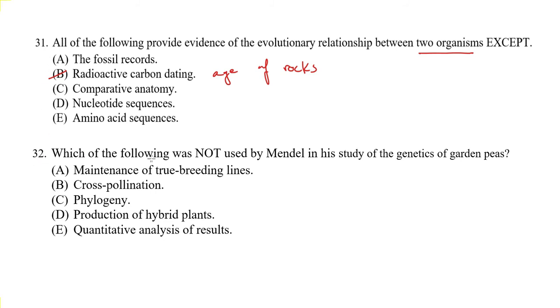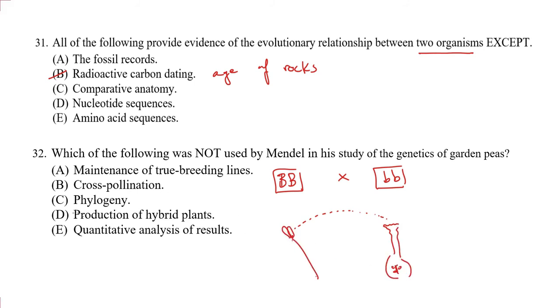Number 32, which of the following was not used by Mendel in his study of genetics of garden peas? Maintenance of true breeding lines. No, in most cases he started his cross with B capital against B small. So this is a purebred organism, and also that one is a purebred organism, recessive. Number B, cross-pollination. Cross-pollination means to transfer pollen grain from the anther of the flower to the stigma of another flower. Okay, he used that also.